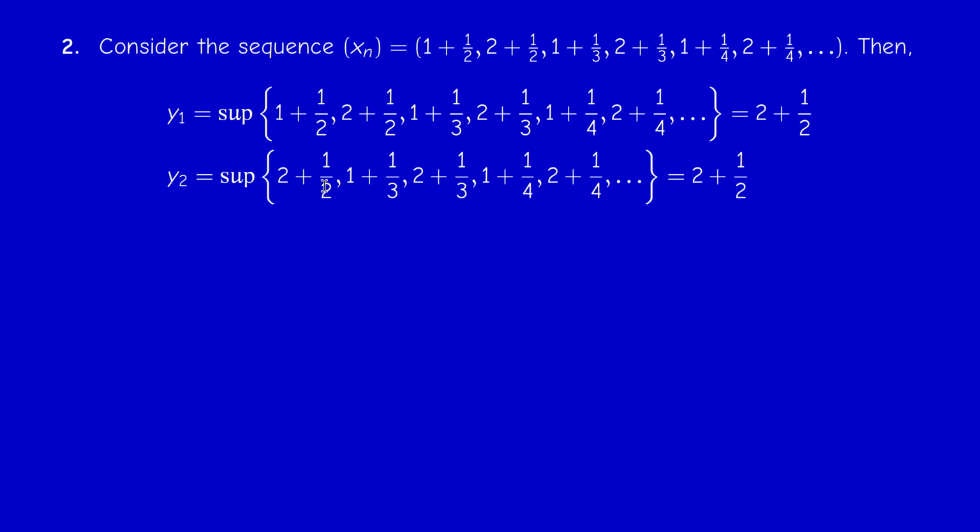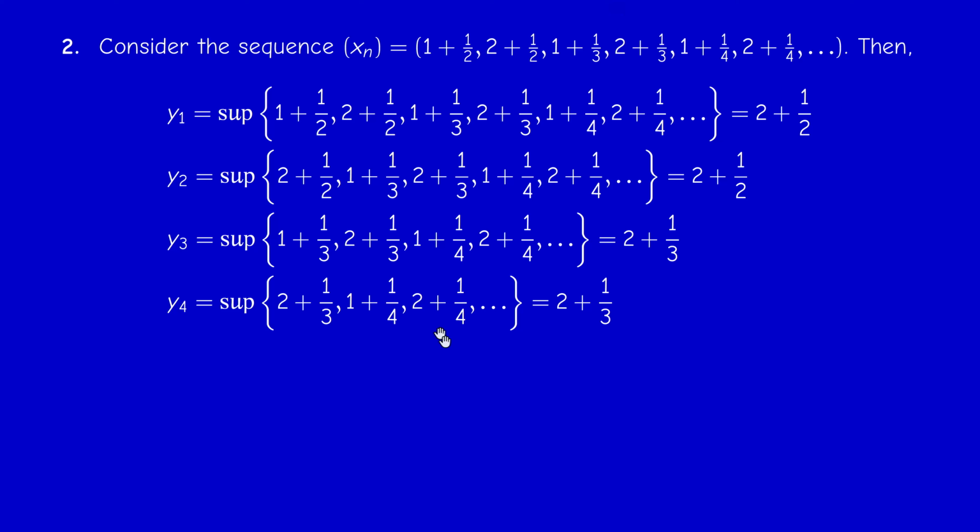When we move to y3, of course, we start with the third element, so 1 plus 1 third, 2 plus 1 third. So here we see that the sup is 2 plus 1 third. y4, same thing. So you see the pattern. yn is not strictly decreasing, it's decreasing in the large sense, but this is the pattern. So two consecutive equal terms, and then strictly less. When you move to y5, we obtain 2 plus 1 over 4. So y6 is also 2 plus 1 over 4, and so on.